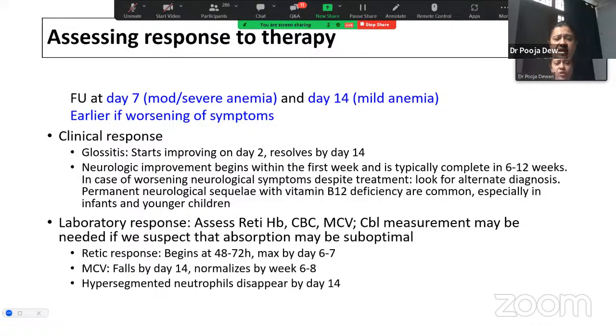The retic response begins at 48 to 72 hours, is maximum by day 6 or 7. The MCV will fall by day 14 and normalize by 6 to 8 weeks. And hypersegmenting neutrophils should disappear from circulation by day 14.